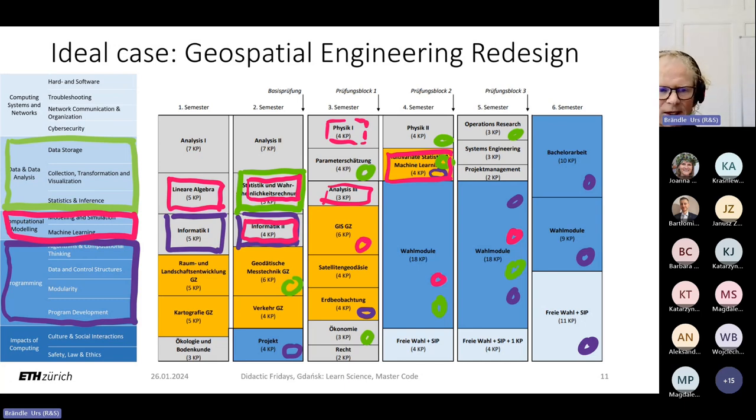Then the study program develops and some things fall away, and you have to make sure that the machine learner can still rely on the guy in analysis bringing in the basics of how you do the gradient descent and so on. But basically, that doesn't need a lot of synchronization.